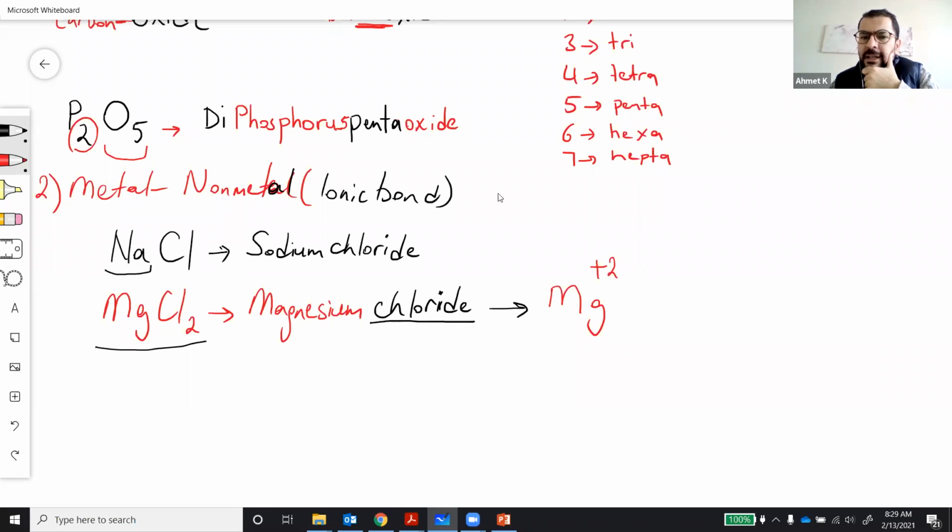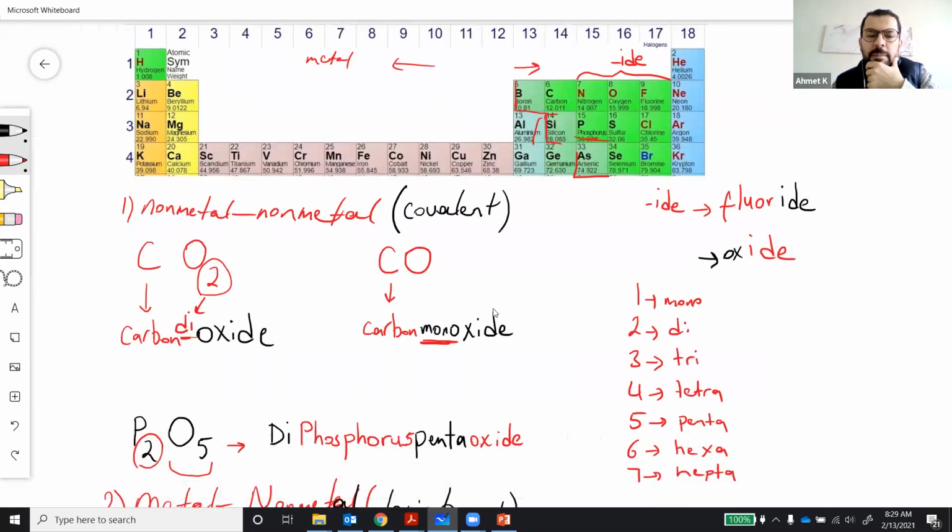And again, back to our topic. If it's a metal in the first group, it's always going to be a +1 charge, and this is a +2 charge.